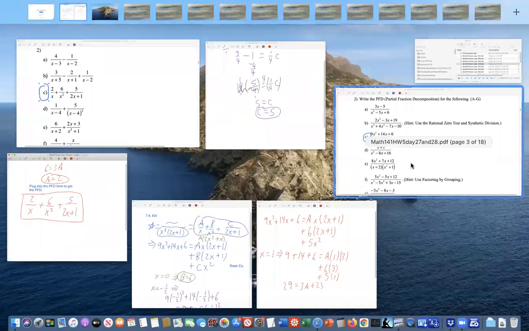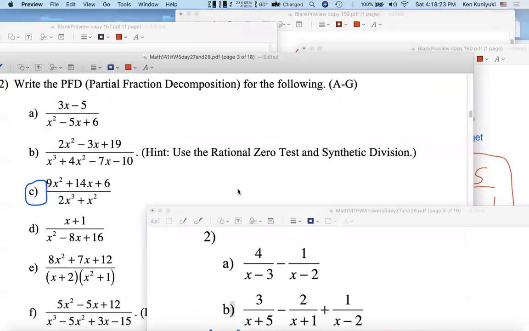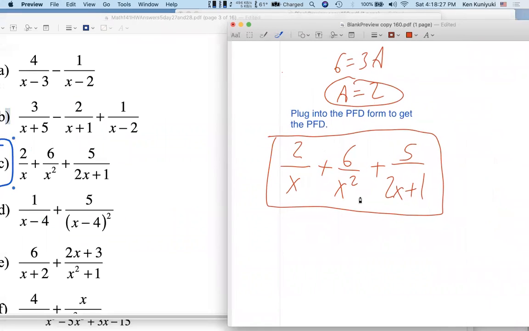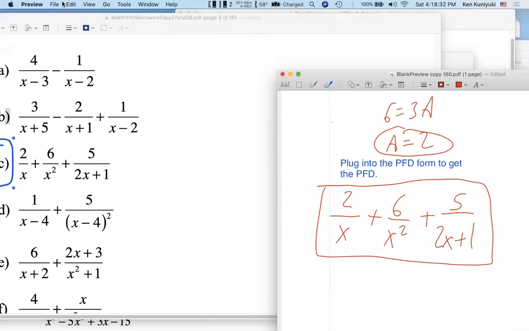Let me make sure this is correct. It's good to get my own answer. 2 over x plus 6 over x squared plus 5 over (2x plus 1). All right, good. We did it.